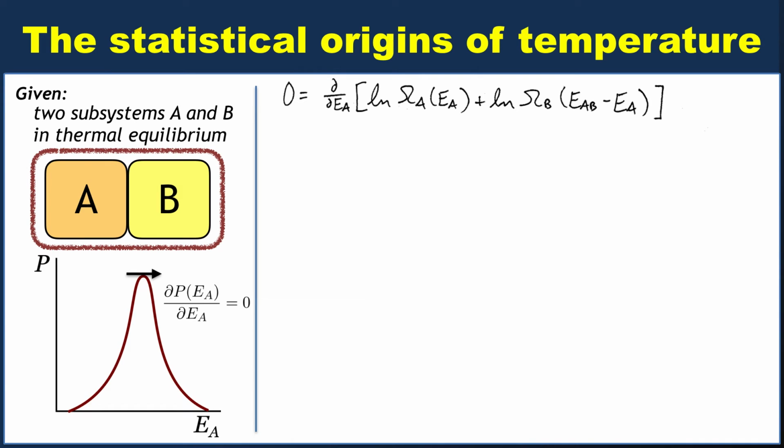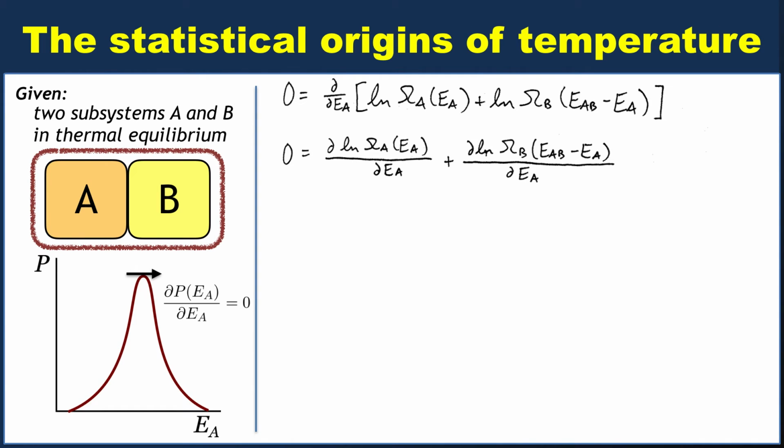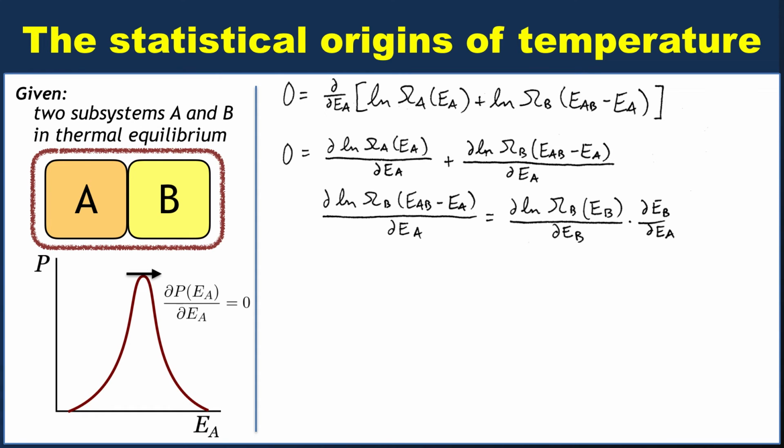Well, let's actually distribute out the derivative. At this point, it may seem a little weird to take the partial derivative of omega B with respect to E_A, so I'm just going to treat that term separately for the moment. That term on the right, we can rewrite in terms of the partial with respect to E_B, as long as we use the chain rule to also multiply by partial E_B, partial E_A. That's all I've done over here on the far right, is to use the chain rule.